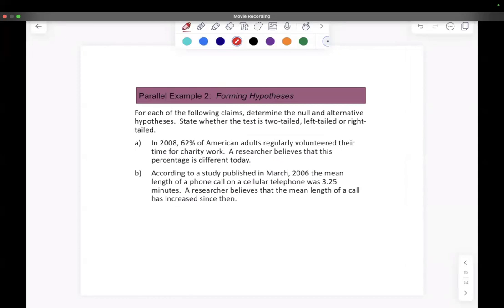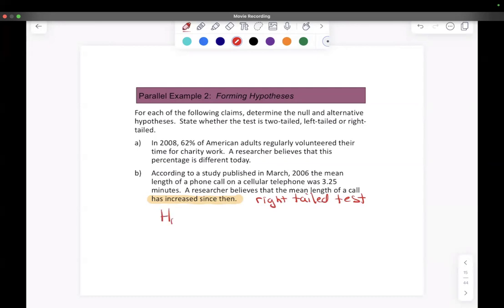Right, so according to a study published in March 2006, the mean length of a phone call on a cellular telephone was 3.25 minutes. A researcher believes the mean length of a call has increased since then. Here are our trigger words: has increased. So we're saying that we think it is greater than. Greater than is to the right of on the number line. Therefore, this is a right-tailed test, because it is to the right.